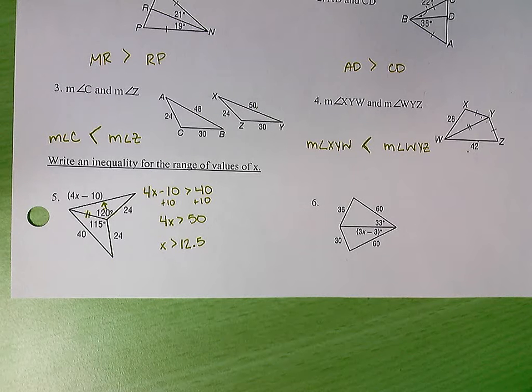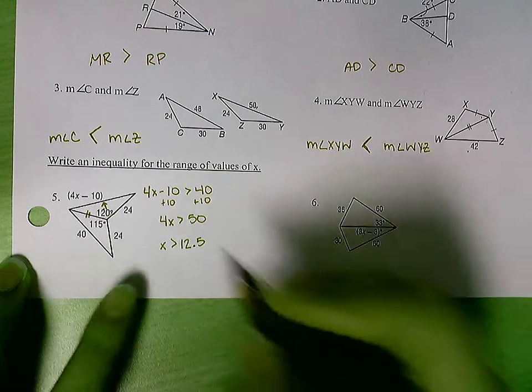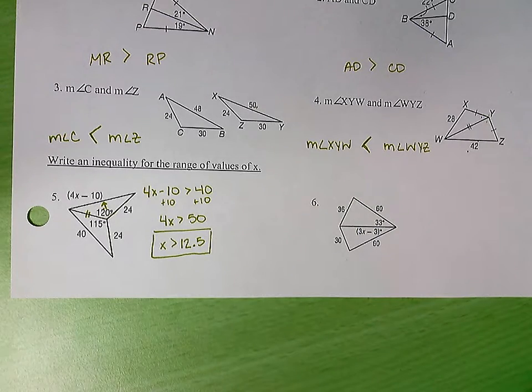So it could be 13, it could be 24, okay? Any value greater than 12.5 but not equal to 12.5, because then those two triangles would be congruent, and that's not possible since their angles are different. Okay, so that would be your range of values for x, anything greater than 12.5.